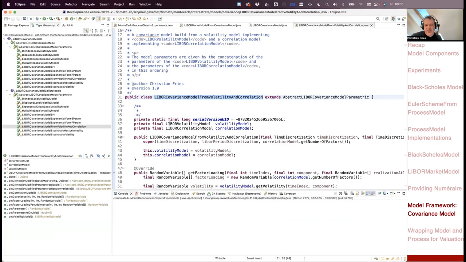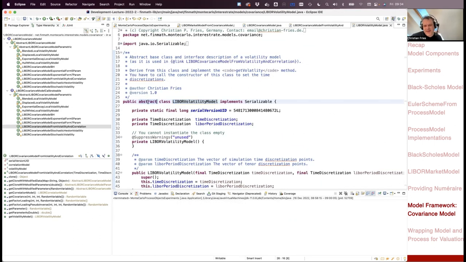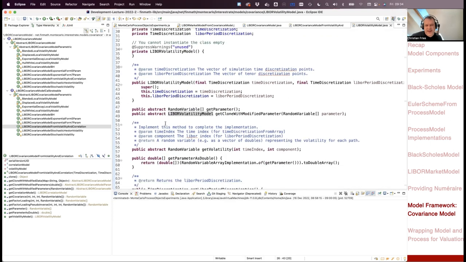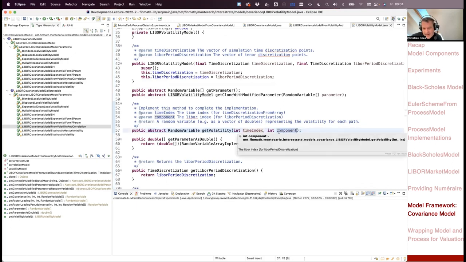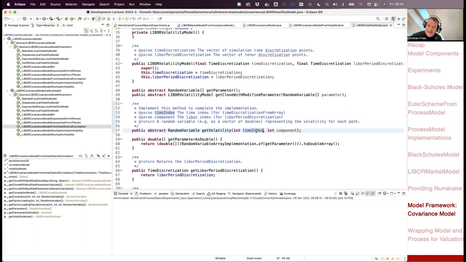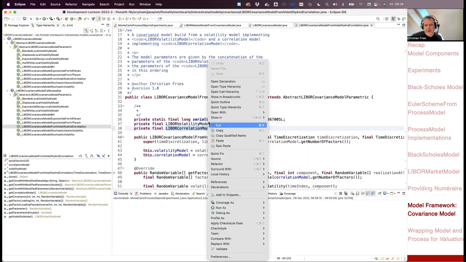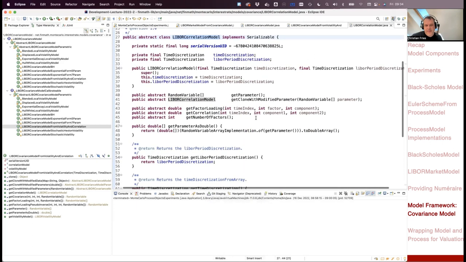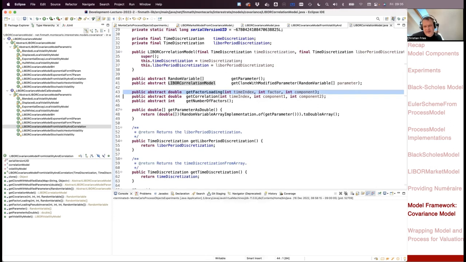So you see, this guy has two inputs, a volatility model, which is an abstract class, could be an interface, but there are some other things implemented. And the abstract thing that has to be implemented is: provide me the sigma i at time tj. So this is the specification of the sigma. And there's a correlation model. So provide me the rho ij. So this is actually: provide me the fik. Yeah, we do the Cholesky decomposition and provide the fik.